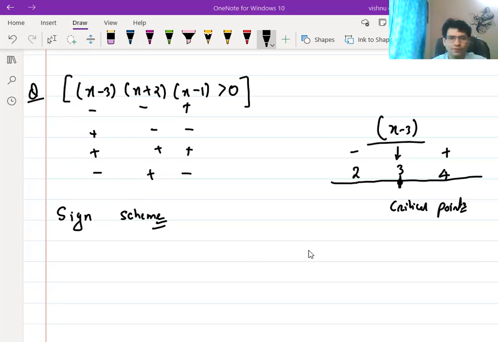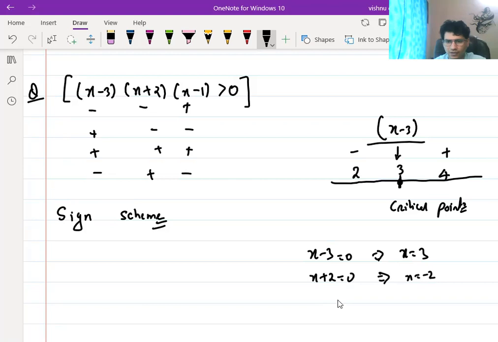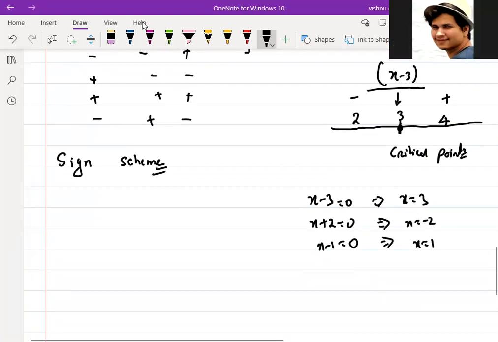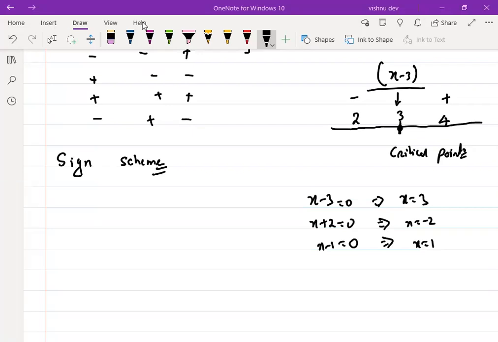For example, here we have x minus 3. If you see this, it will become what? x equal to 3. x plus 2, if you take this, you will get what? x equal to minus 2, and x minus 1 can be 0, and this will be x equal to 1. Yes or no? So how many critical points do we get over here? 3, right? Very good. Easy enough.